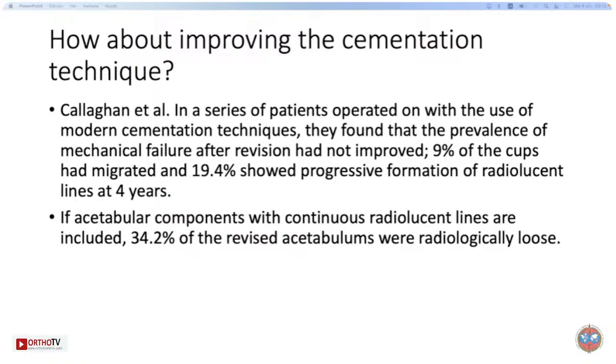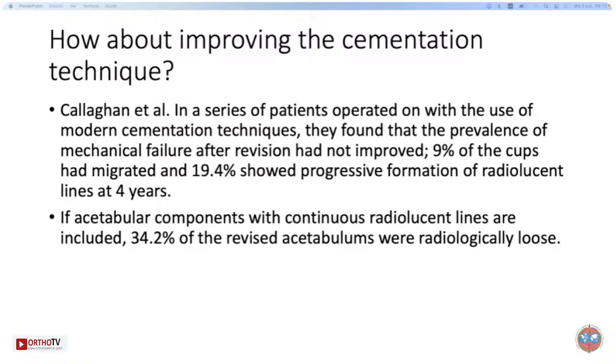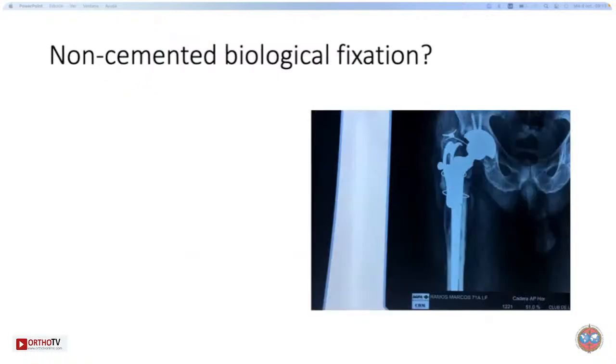How about improving the cementation technique? Callaghan, in a series of patients operated on with the use of modern cement techniques, found that the prevalence of mechanical failure after revision had not improved. 9% of the cups had migrated, and 19.4% showed progressive formation of radiolucent lines at 4 years. If acetabular components with continuous radiolucent lines are included, 34.2% of the revised acetabulums were radiologically loose.